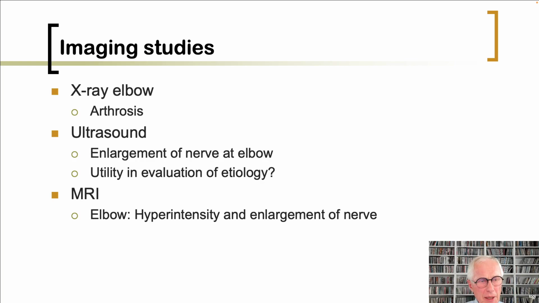Imaging studies are helpful. X-ray may be used to demonstrate arthrosis of the elbow. Ultrasound will show enlargement of the nerve at the elbow. I'm not really sure to what extent ultrasound can discriminate between different etiologies. MRI will show signal changes of the ulnar nerve as well.